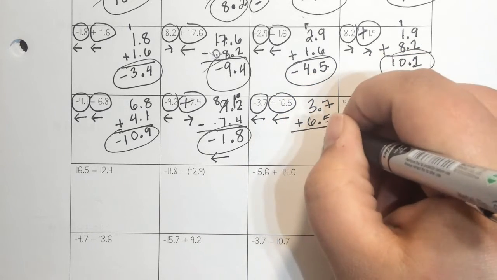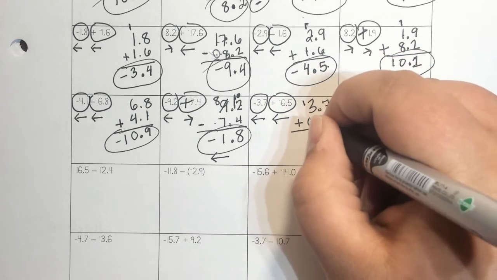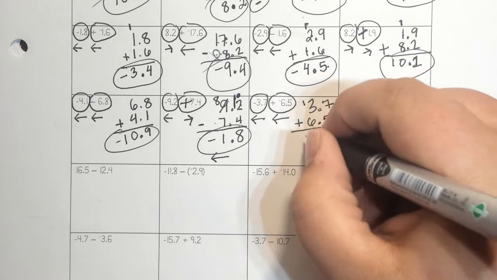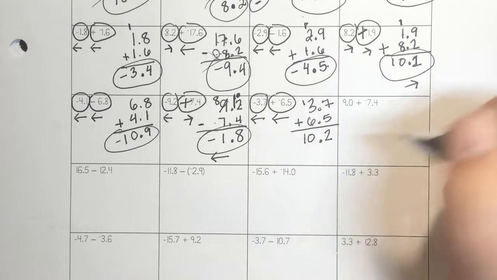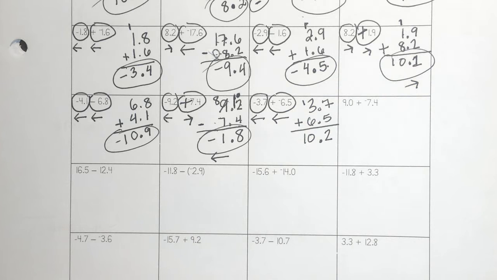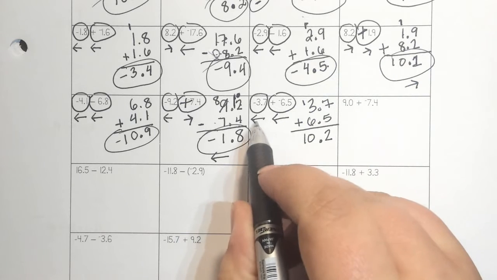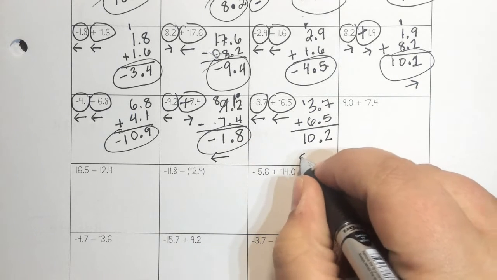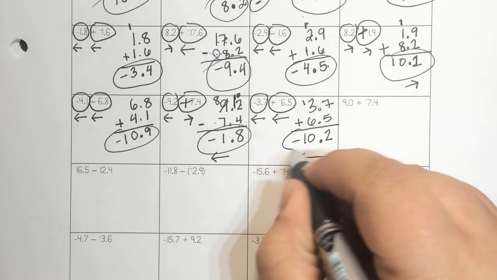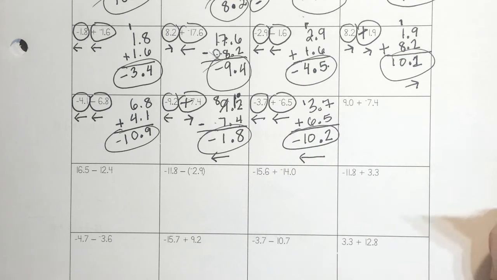7 and 5 make 12. 6 and 3 is 9, plus 1 is 10. Put the decimal down there. And both of those were going to the left, so our final answer is also going to the left, which means this is a negative 10.2.